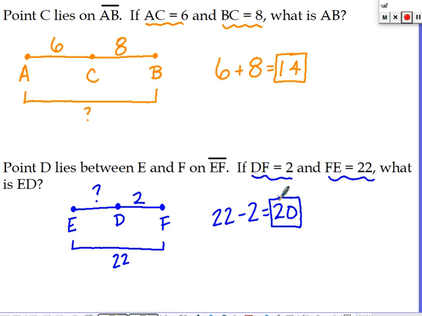So that's the first part of segment addition. You just have to figure out if you're adding or subtracting. Even if you have 3 pieces or 4 pieces of a line, you would still add them all up to get the whole thing. So I'm going to do another video for the back, but if you have any questions about this one, you can watch it again, or you can ask me to clarify.